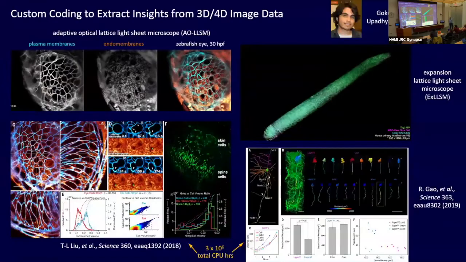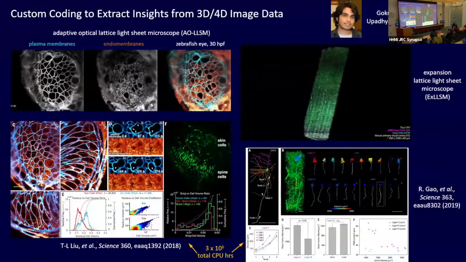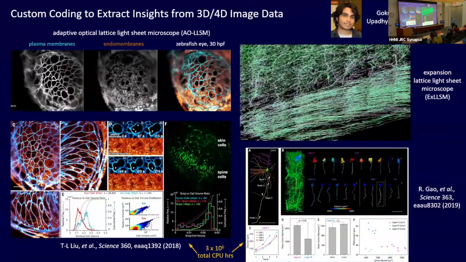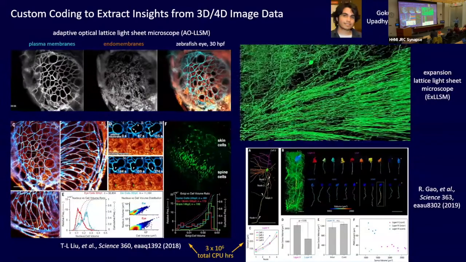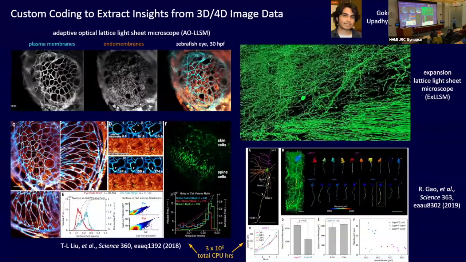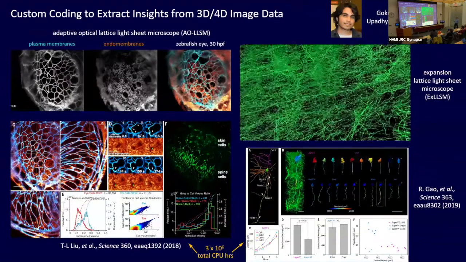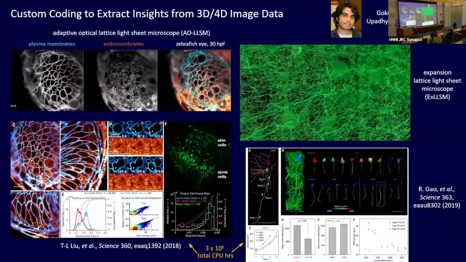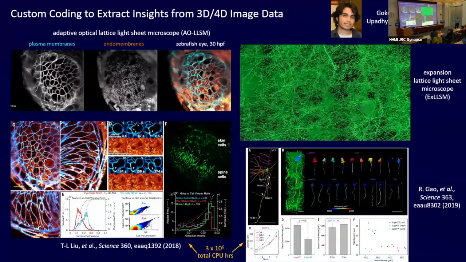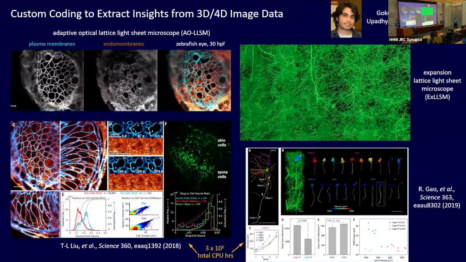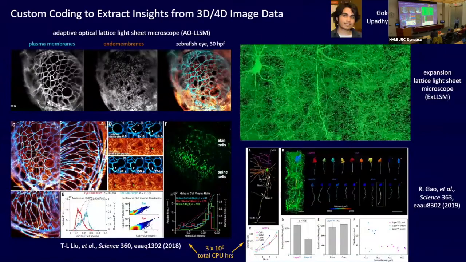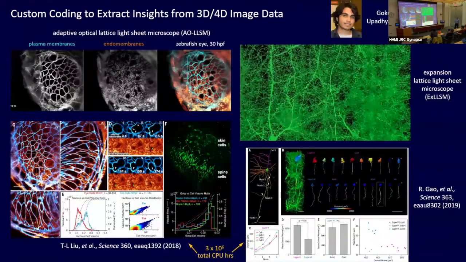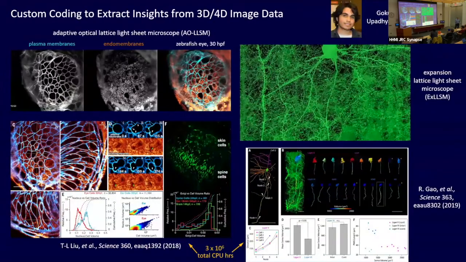Well, in the two papers we did in 2018 and 2019 with our AO lattice light sheet and then the expansion lattice light sheet with Ed Boyden's group, each of these papers generated quite a bit of data, and Gokul spent about a year on each of these papers and about 3 million CPU hours on each paper on the Janelia cluster in order to do custom coding to analyze what was coming out of that. Well, this is not exactly a scalable solution, because as much as I'd like to, I can't clone Gokul many times over.